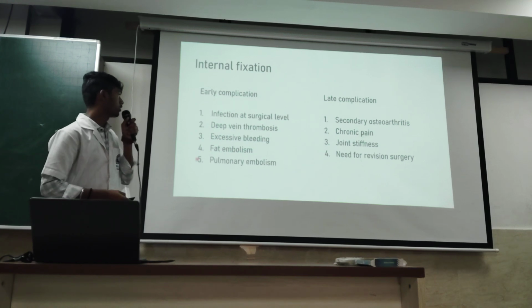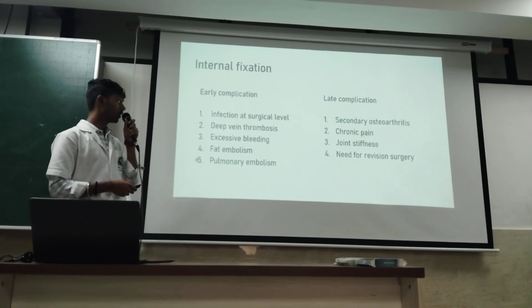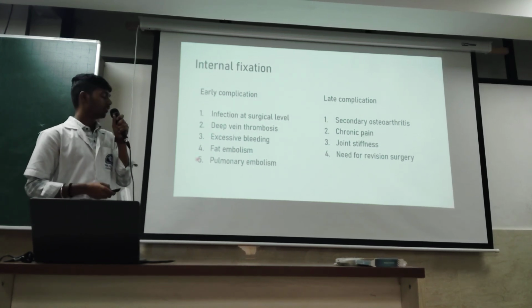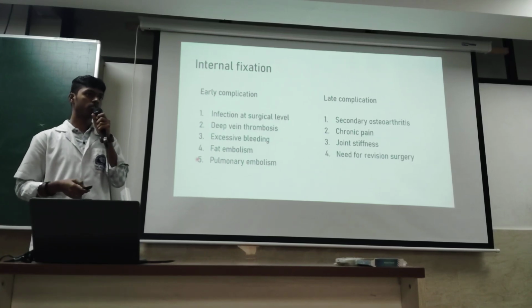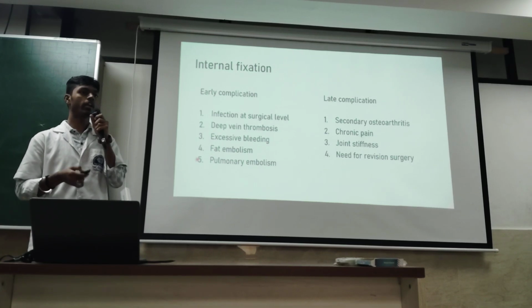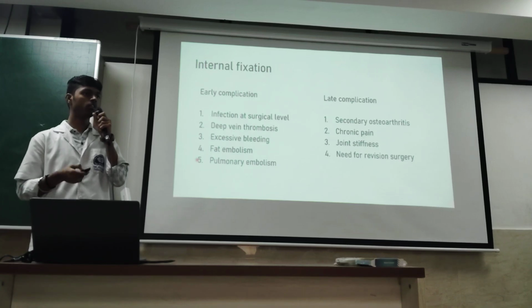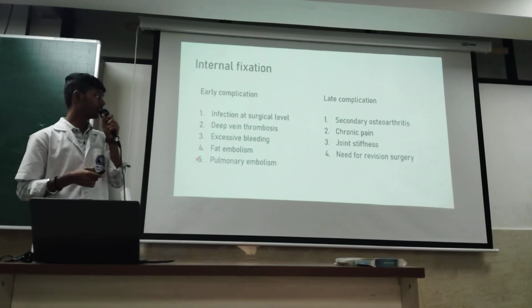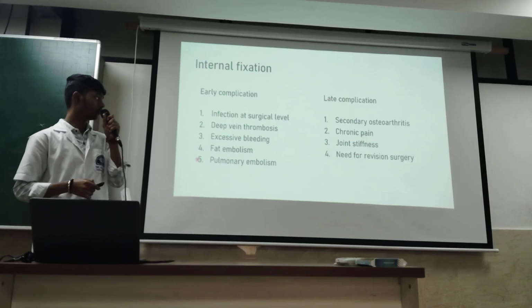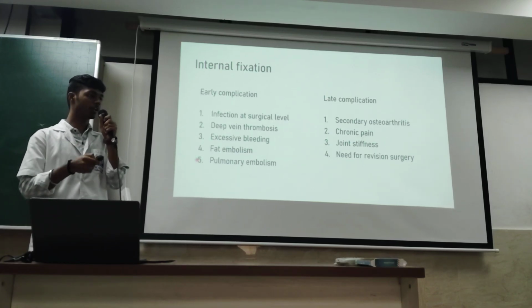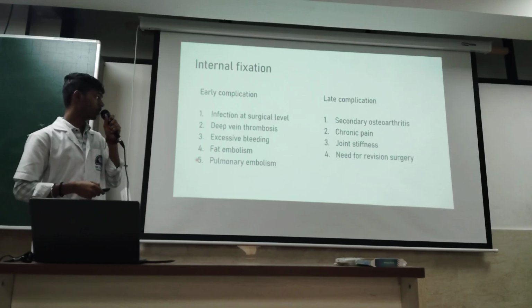In internal fixation, among early complications, first is infection at the surgical site. After an operation, the surgical area gets infected. This infection causes problems like swelling, redness, pus, etc. Second is deep vein thrombosis. In deep vein thrombosis, after treatment the blood gets thick and forms a clot inside a deep vein. This condition is known as deep vein thrombosis.